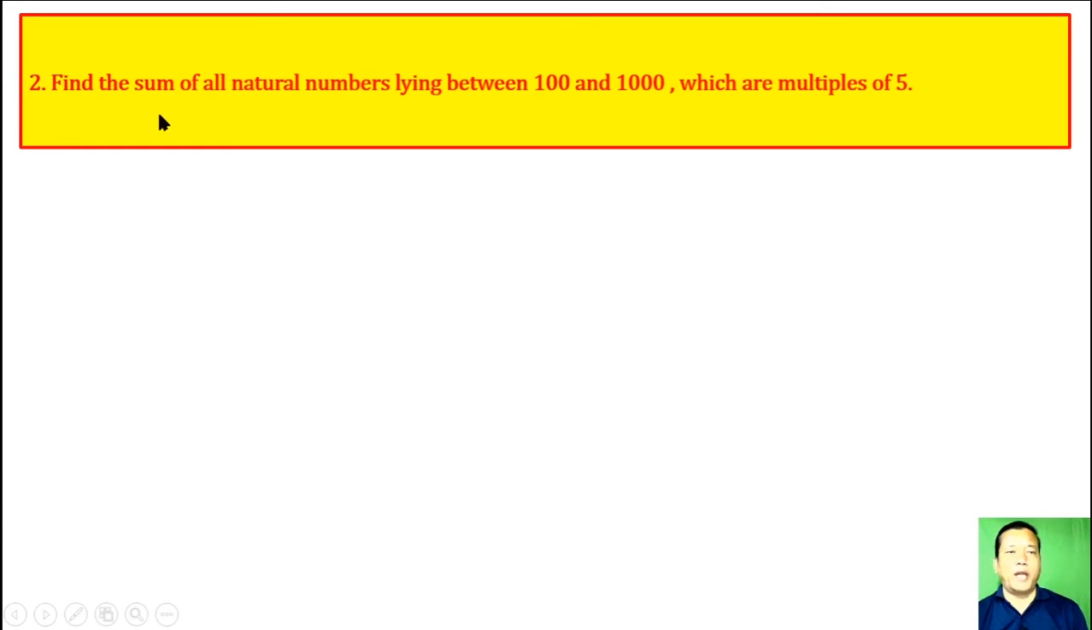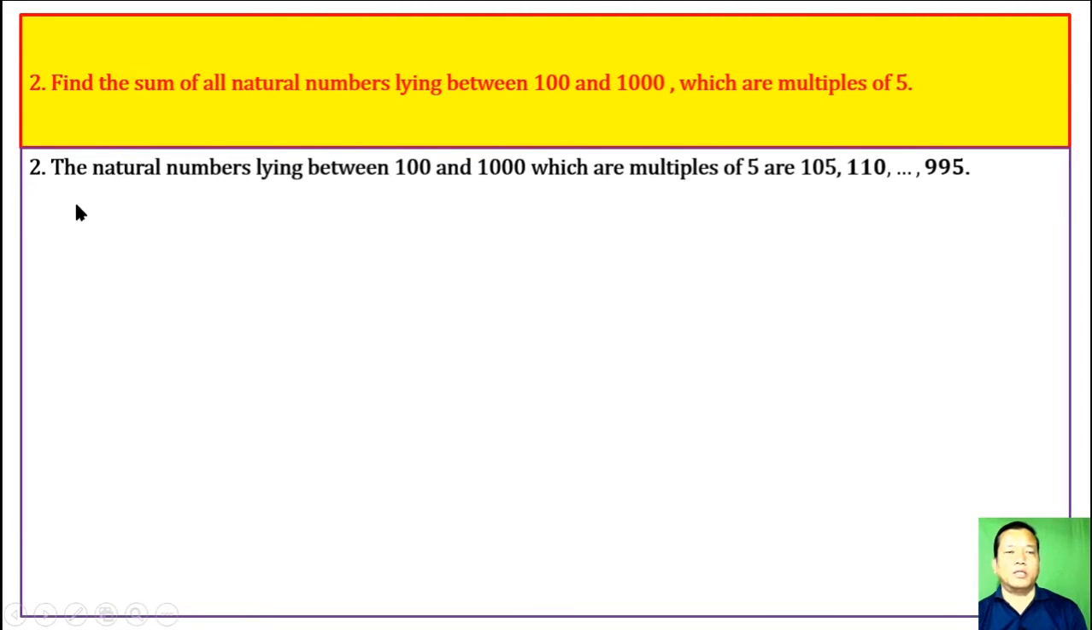Question number 2. Find the sum of all natural numbers lying between 100 and 1000, which are multiples of 5. The natural numbers lying between 100 and 1000, which are multiples of 5, are 105, 110, ..., 995.